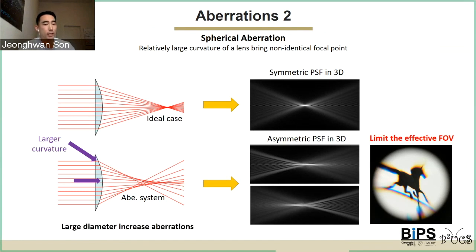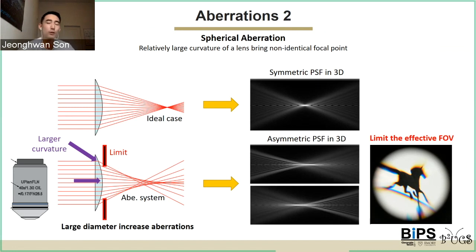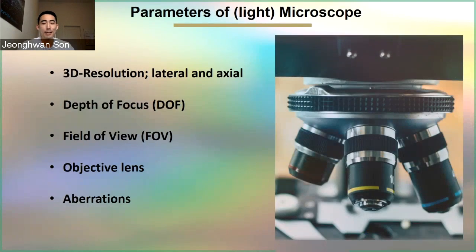Spherical aberration increases with larger diameter of the lens. The simple solution is by limiting the region of sphere surface, but practically, a U-plan objective lens is used to correct this spherical aberration. Yes, so now we have gone through parameters that decide the performance of microscopy. Next is Nishita to talk about light source, illumination, and detector.